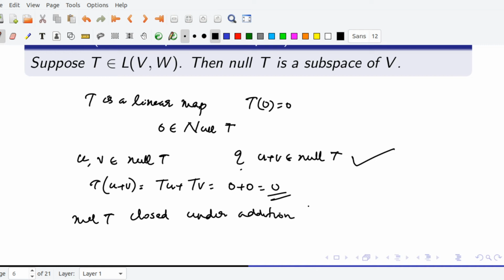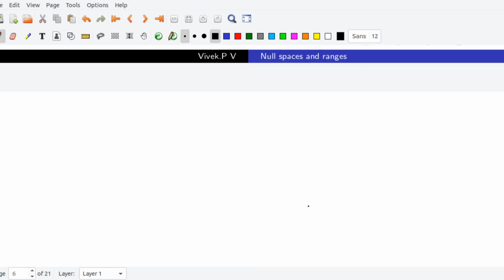Okay. So next we have to prove that the null space is closed under scalar multiplication. To check, we take an arbitrary vector u from the null space of T and take a scalar lambda from capital F, the scalar field. We have to prove that lambda u also belongs to the null space of T. We have to check this.